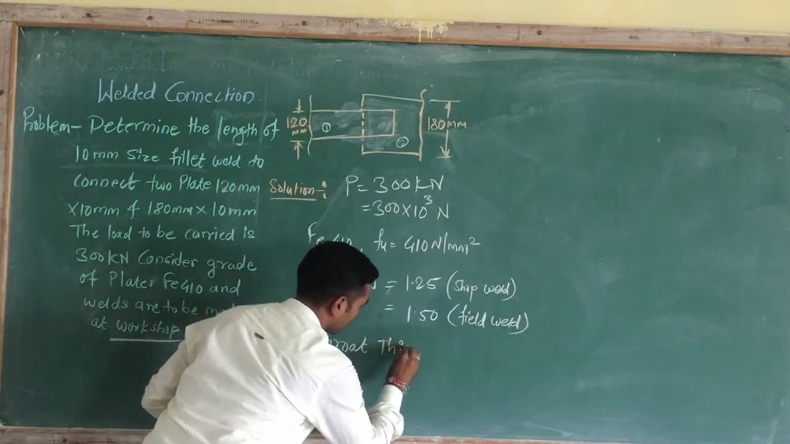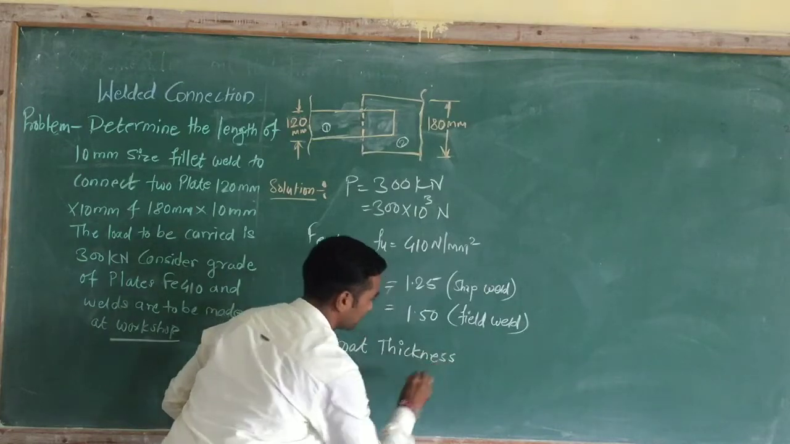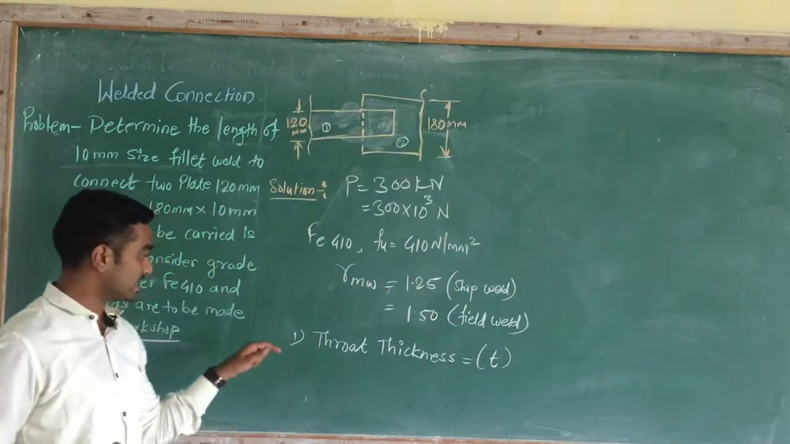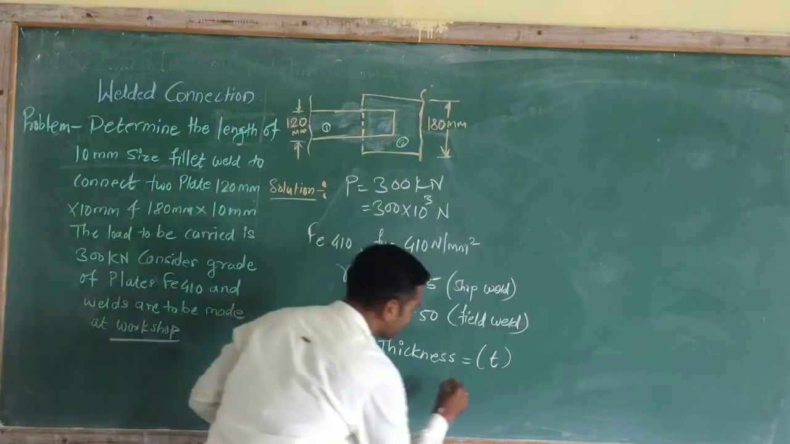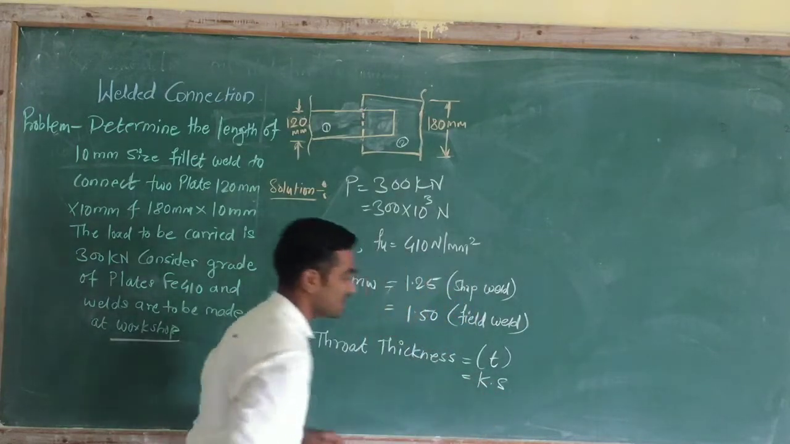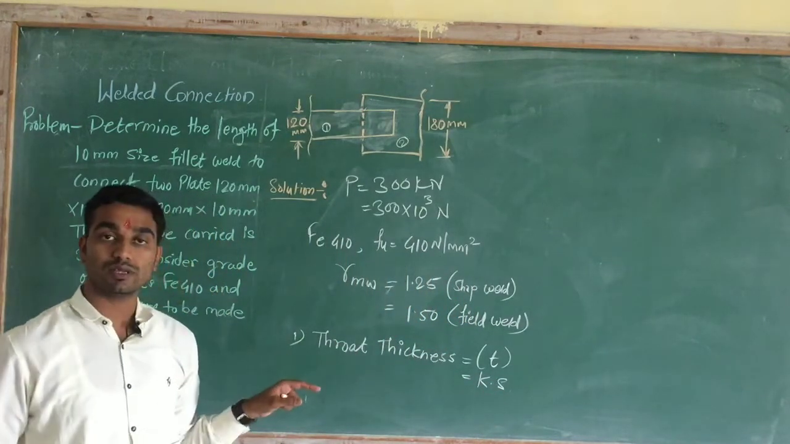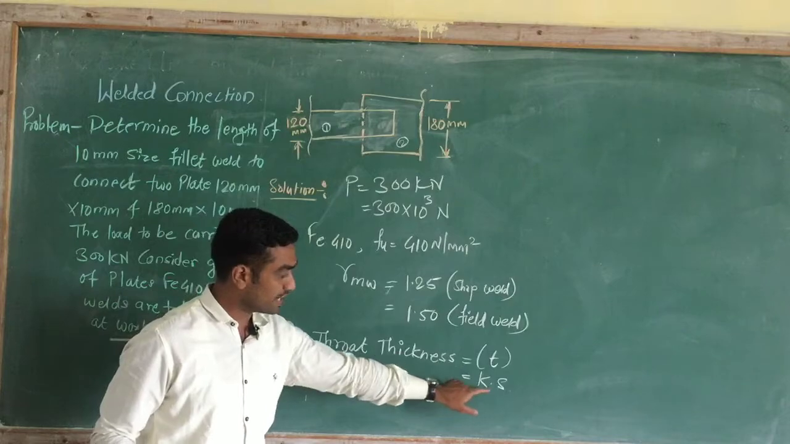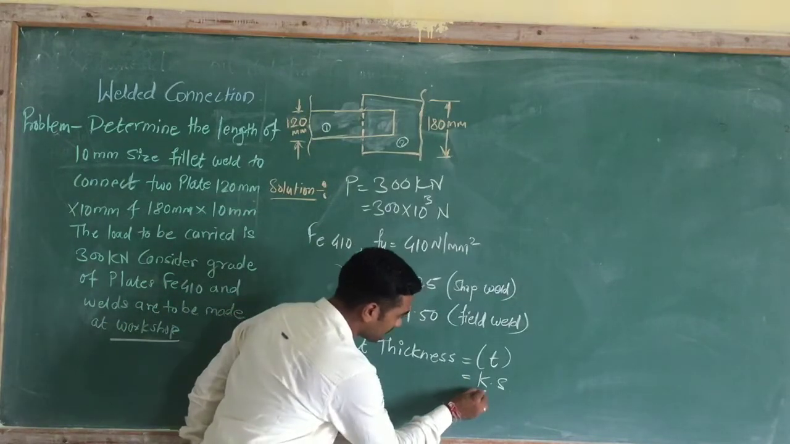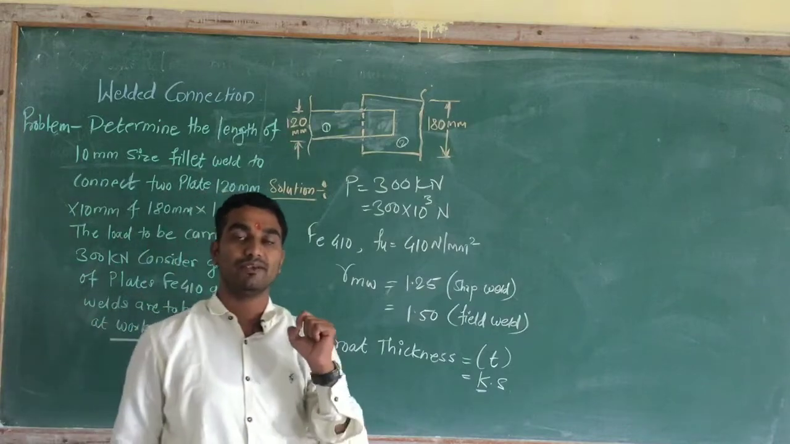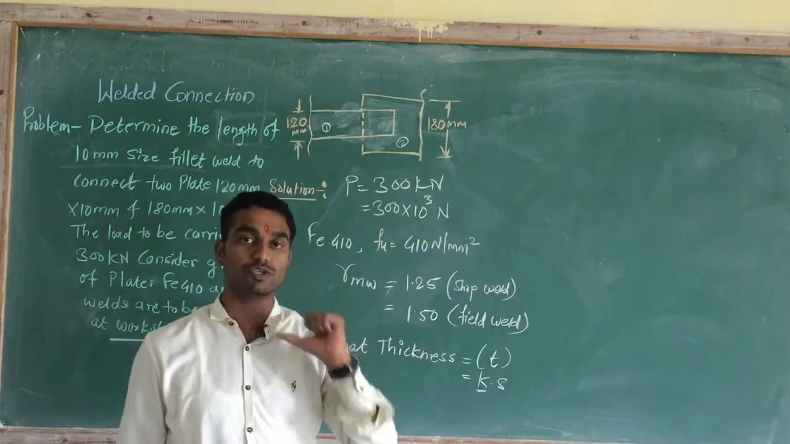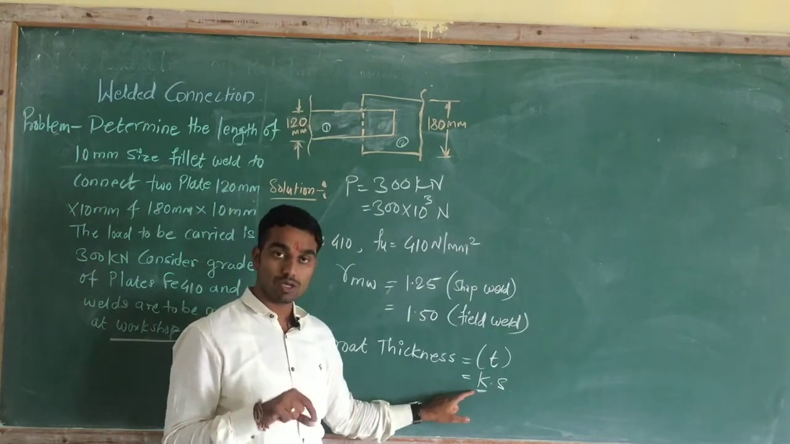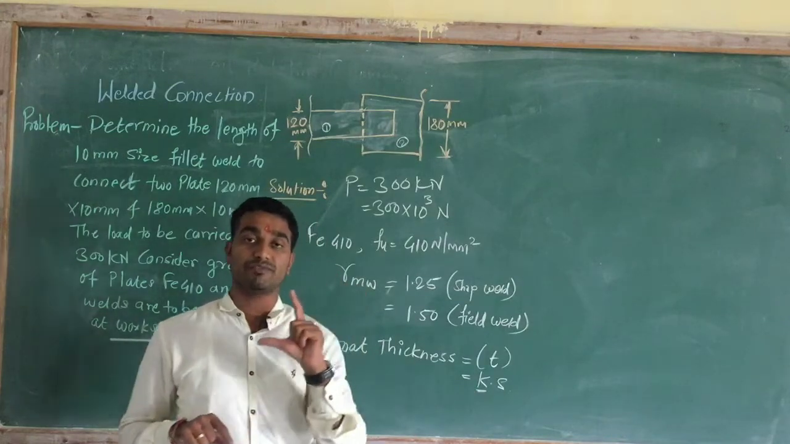Throat thickness is denoted by small t and its value is K into S. The formula is given in the IS code, IS 800, page number 78. Throat thickness is equal to K into S. Now what is meant by this K? K is nothing but the constant and its value depends upon the angle between fusion faces.